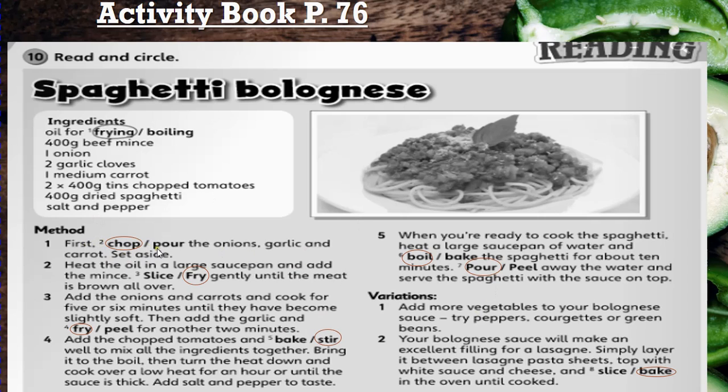Okay, so yeah. First, you're going to chop the onions. You don't pour the onions. Slice or fry. Of course, it's fry the meat in the oil. Fry or peel, then add the garlic and fry it. You don't peel it because there's oil here. Chop tomatoes and stir well to make all the ingredients together. So stir means to mix. We have water here, so it's boil, not bake.